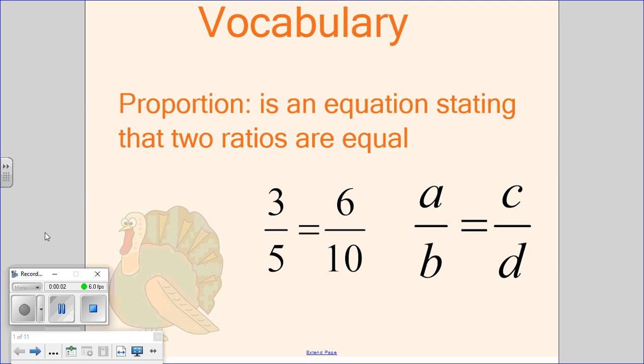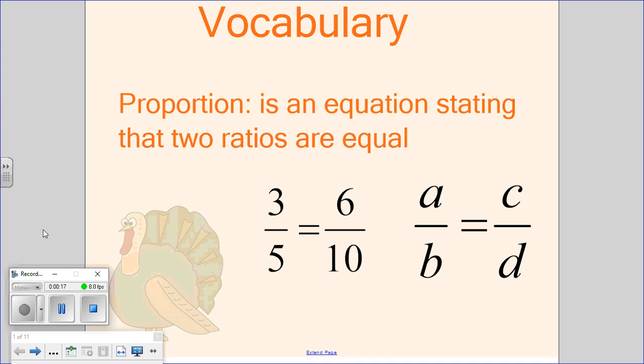Hi everybody. In this video, we're going to talk about proportions and proportional relationships. We'll also talk about ways that you can solve proportions for a missing value. So let's start by going over some vocabulary and key concepts of proportions.